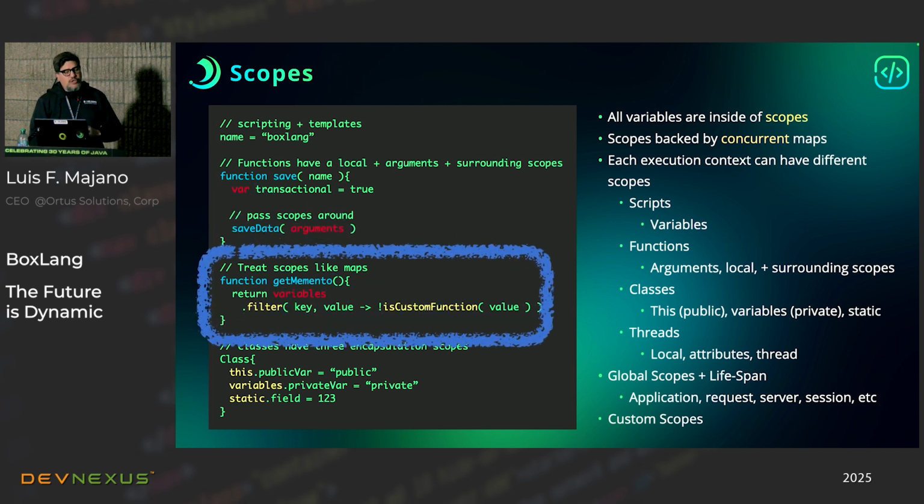The cool thing about scopes is that you can treat them functionally. So here I'm basically looking at a variable scope and filtering by a specific lambda in this case. So there are many things that you can do with these scopes, and you can even pass them around. And that's really cool, that you cannot do, for example, in Java.